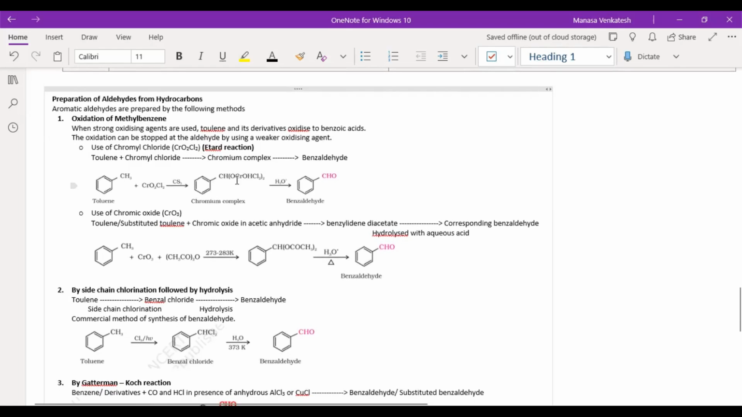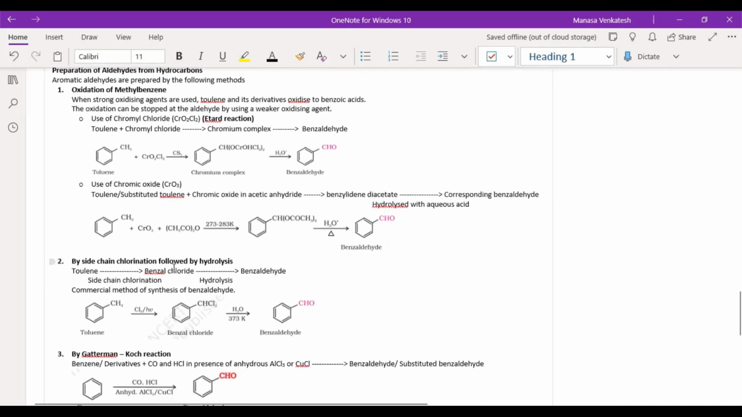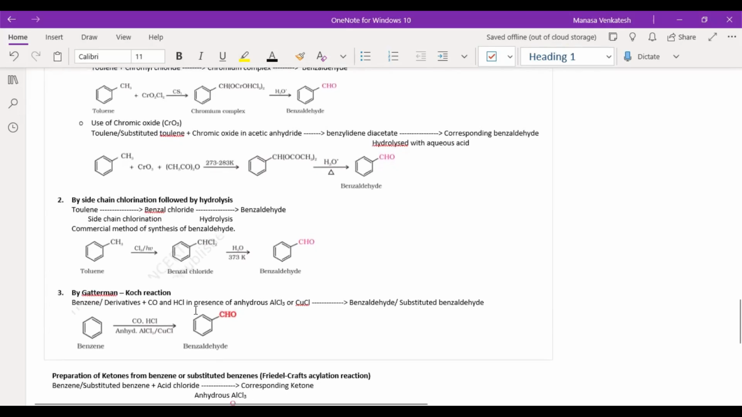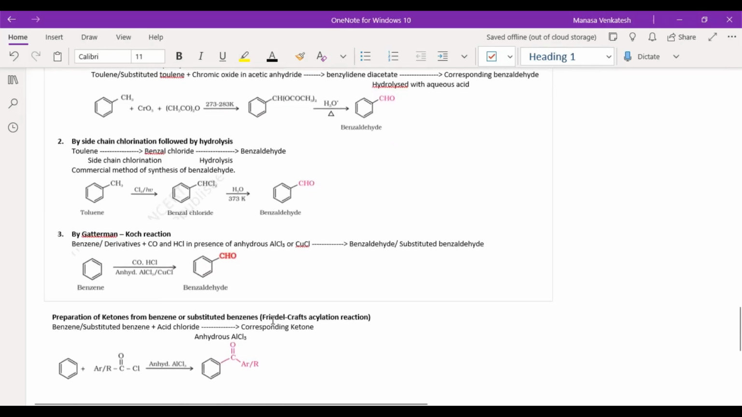So we use weak oxidizing agents like chromyl chloride and chromic oxide. And then we learned about the side chain chlorination, where toluene was converted to benzyl chloride, followed by hydrolysis to form benzaldehyde. And the last one is Gattermann-Koch reaction, where we took benzene or its derivatives, reacted with carbon monoxide and HCl in the presence of anhydrous AlCl3 and CuCl to form corresponding benzaldehydes or substituted benzaldehydes.